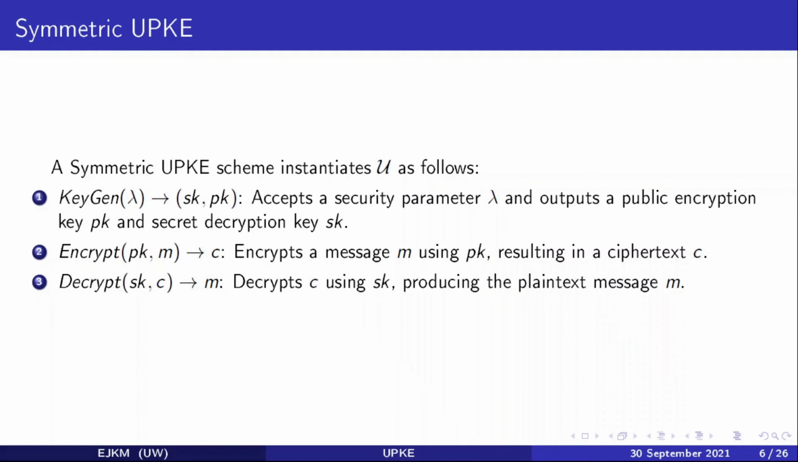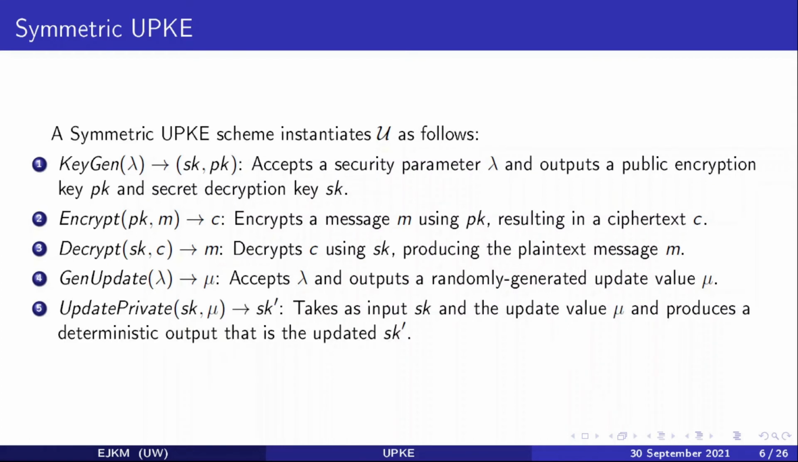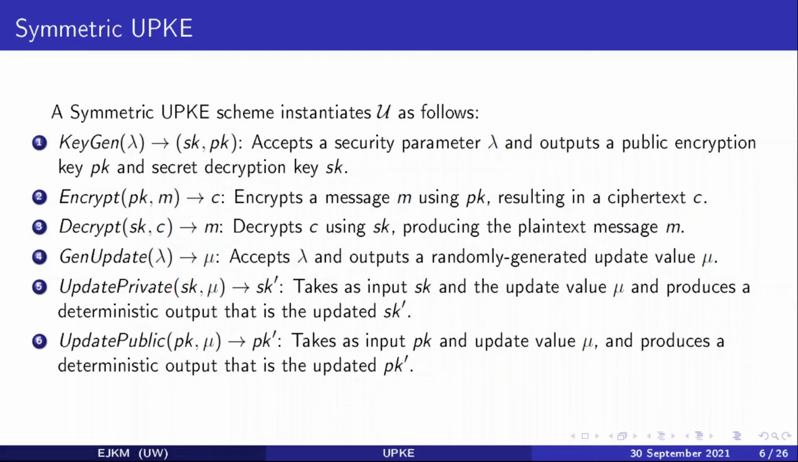The decrypt algorithm works as usual also. It uses the secret key and the ciphertext to generate the message. The gen update accepts a parameter lambda and generates a randomly generated update value mu. And update private uses that mu to update that secret key. And update public uses that mu to update the public key.